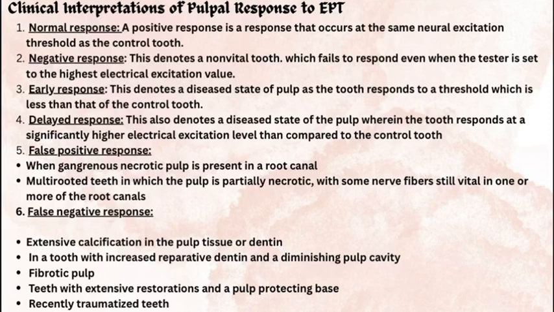False positive response is when a gangrenous necrotic pulp is present in the root canal, or in multi-rooted teeth in which the pulp is partially necrotic with some fibers still vital in one or more of the root canals. False negative response is in extensive calcification of pulp tissue or dentin in a tooth with increased reparative dentin and a diminishing pulp cavity, fibrotic pulp, teeth with extensive restoration and pulp protecting base, and recently traumatized teeth.